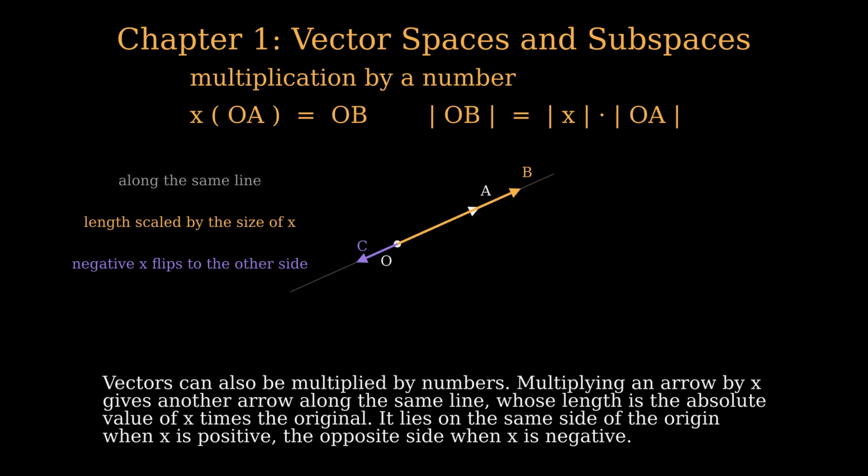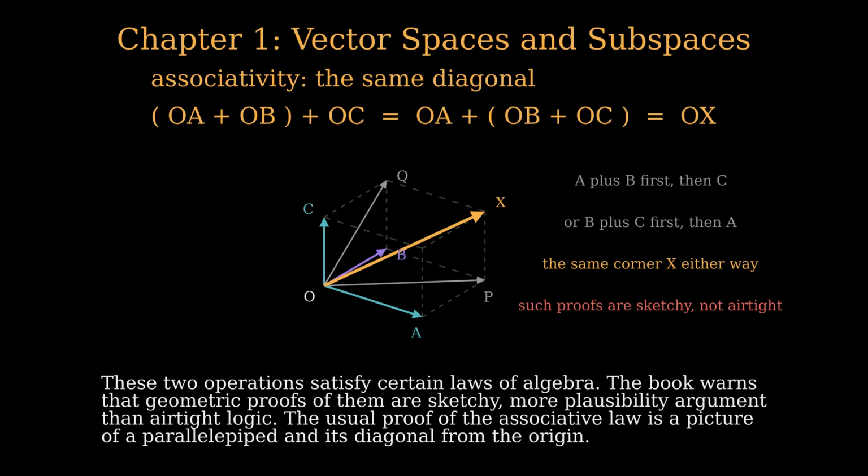Multiplying an arrow by x gives another arrow along the same line, whose length is the absolute value of x times the original. It lies on the same side of the origin when x is positive, the opposite side when x is negative. These two operations satisfy certain laws of algebra. The book warns that geometric proofs of them are sketchy, more plausibility argument than airtight logic. The usual proof of the associative law is a picture of a parallelepiped and its diagonal from the origin.